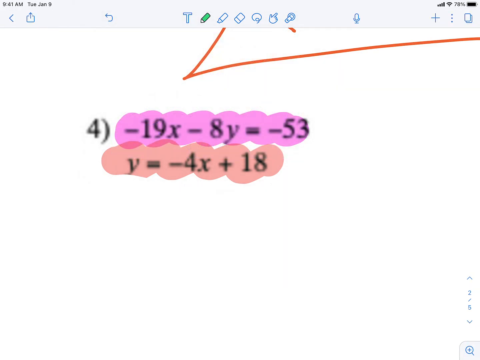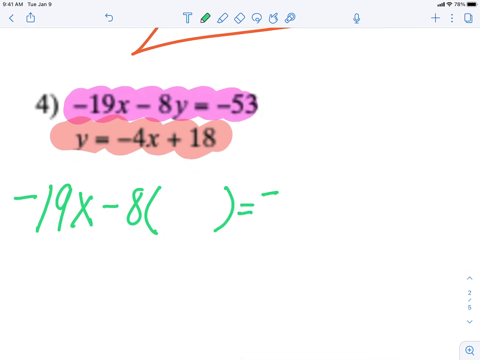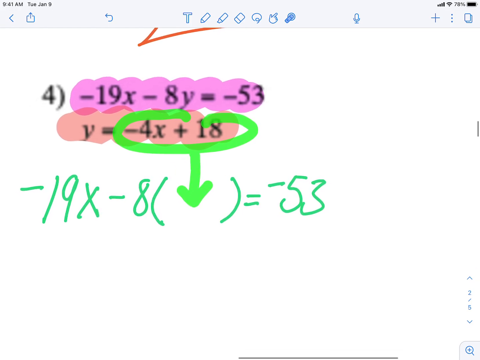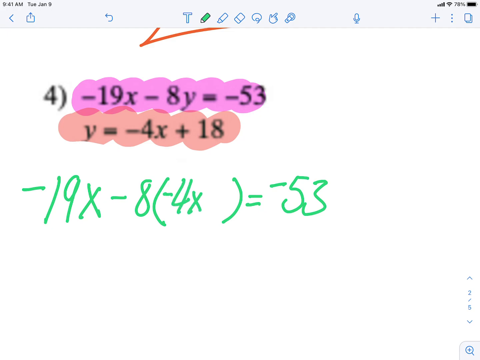So I'm going to recopy the pink equation, negative 19x minus 8, and I'm going to leave a big parentheses. You'll see y is equal to negative 53. And I left the big parentheses because this whole thing is y. This whole thing is going to go right in there, because those two terms, negative 4x and 18, are both y. So they're both going in there. Negative 4x plus 18.